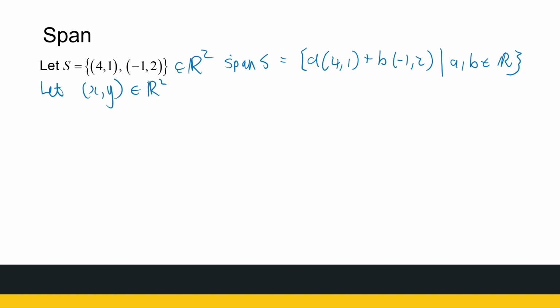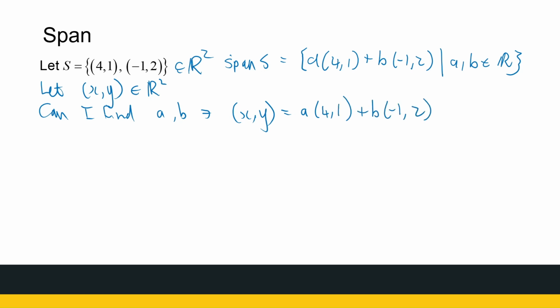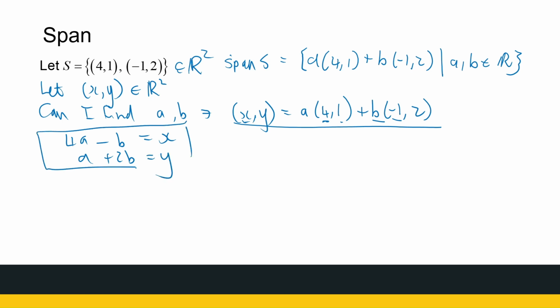Then what do we know about XY? So we want to see, can I find an A and a B such that XY is equal to A times 4, 1 plus B times minus 1, 2. Now, there's way too many variables here. I've got A's and B's and X and Y's. It seems a little bit strange. But what we have here, we can write as a system of linear equations, because if I look at the first entries, that means 4A minus B must be equal to X, and 1A plus 2B must be equal to Y. So now I've got a system of linear equations.